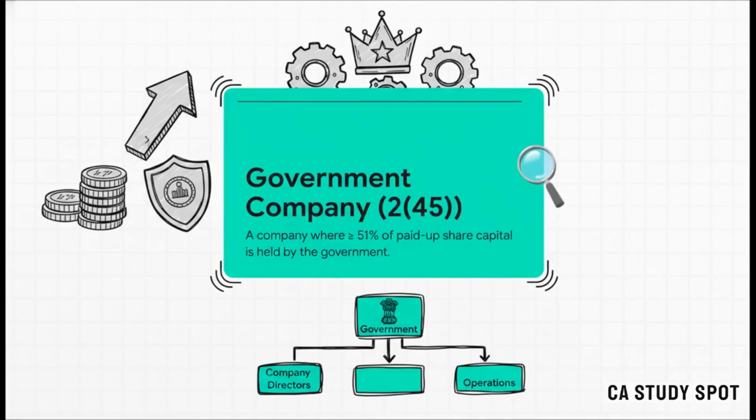And this is especially important when the government gets involved. So, a government company is any company where the government, either central or state, owns at least 51% of the shares. That controlling stake means the government is in the driver's seat. It gets to guide the company's decisions and direction.